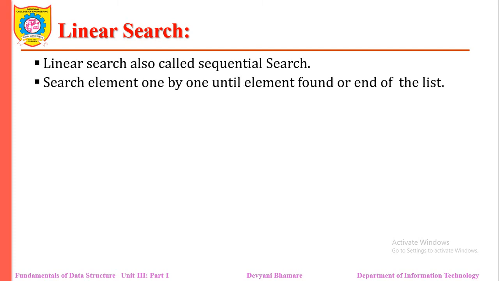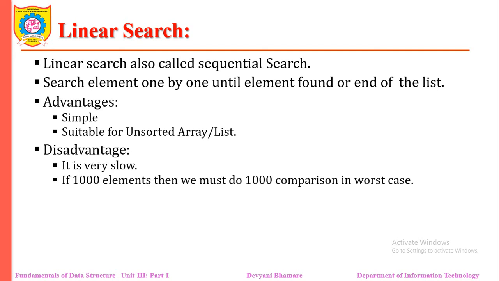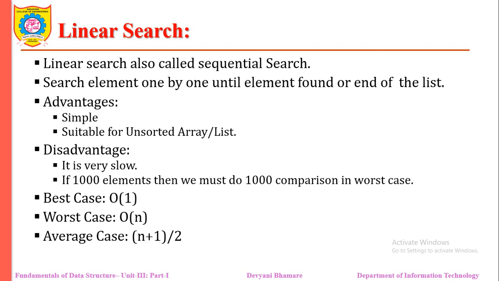Linear search is also called sequential search. Every element needs to be compared element by element, which is simple and suitable specifically for an unsorted array. But the problem is that it is very slow. If there are 1000 elements, only after checking all 1000 do we come to know that the element is not present. So the best case is big O of 1 and the worst case is big O of n.